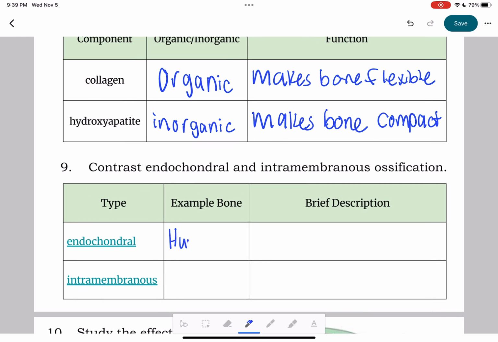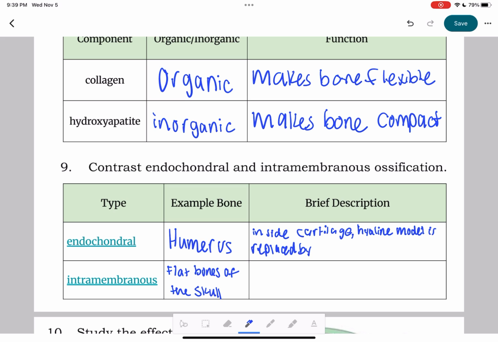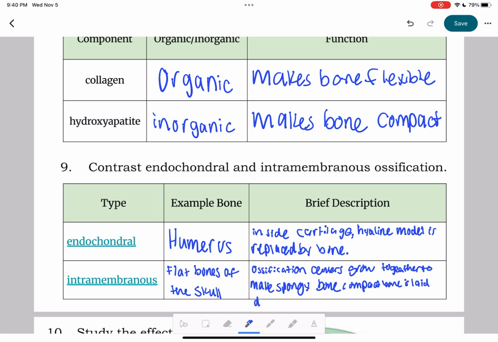So an example of an endochondral bone is your humerus. Intramembranous example is a flat bone of the skull. Endochondral ossification is when inside cartilage, the hyaline model is replaced by bone. In intramembranous ossification, centers grow together to make spongy bone, and compact bone is laid down on the outside.